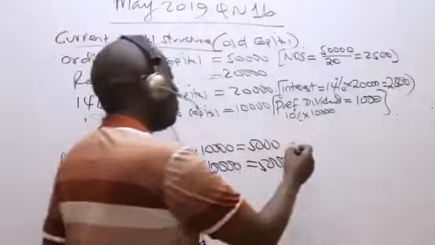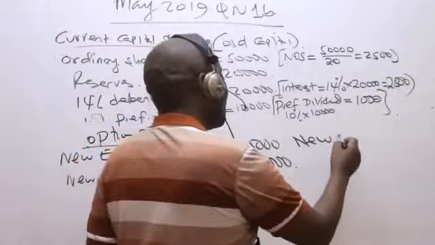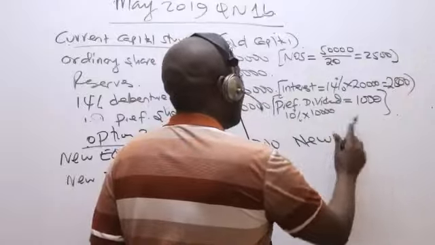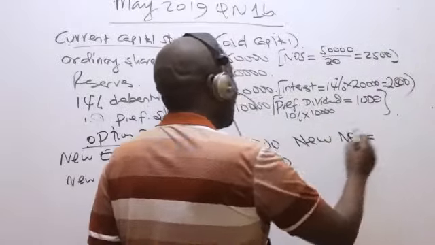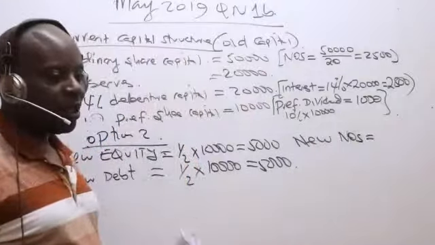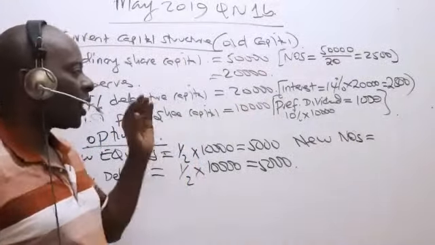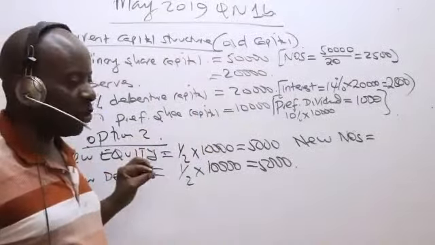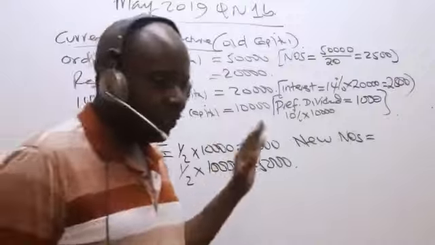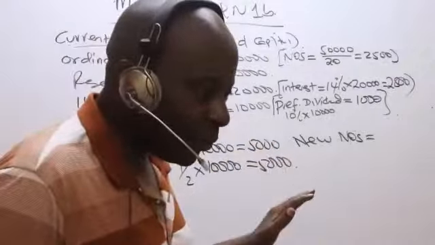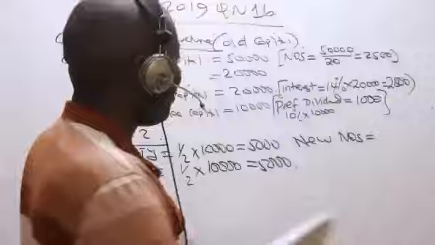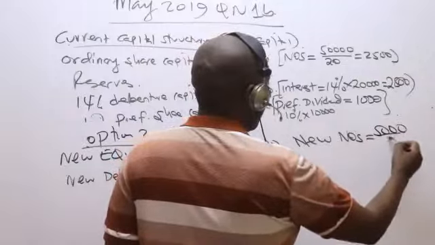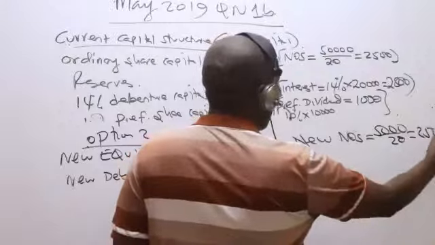Therefore, give me the new ordinary shares, and the new notes. To get the new notes, we take the share capital divided by the par value. Share capital is 5,000 and the par value is 20, which gives me 250.